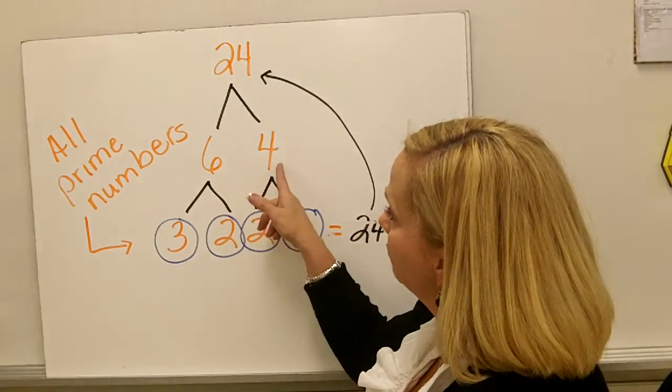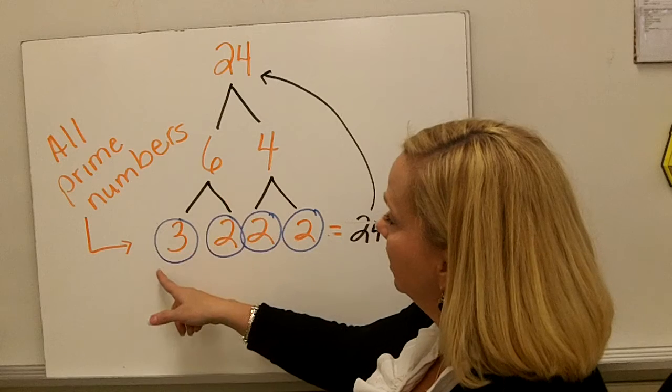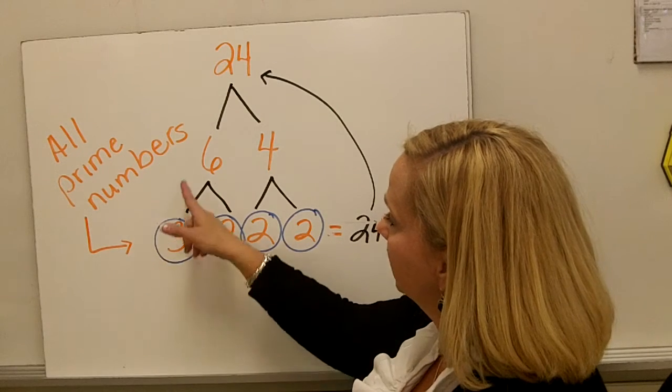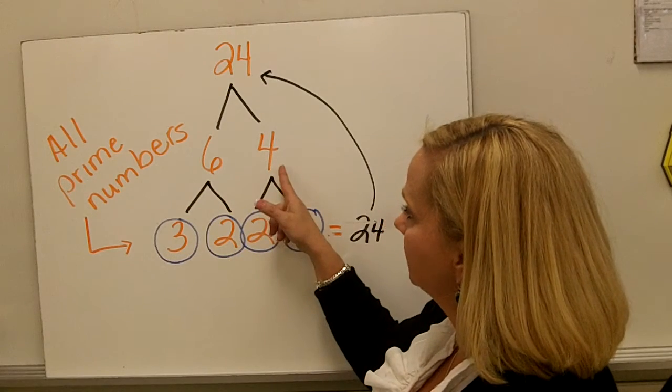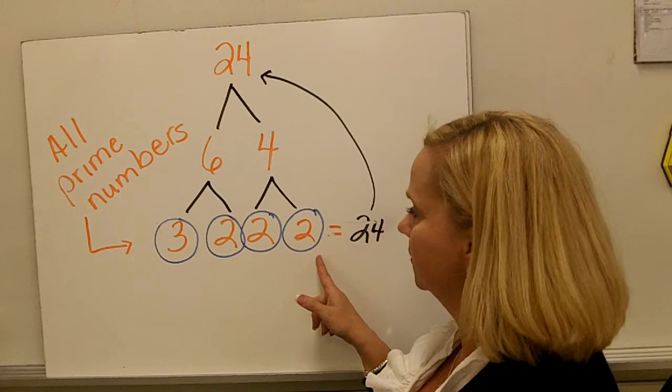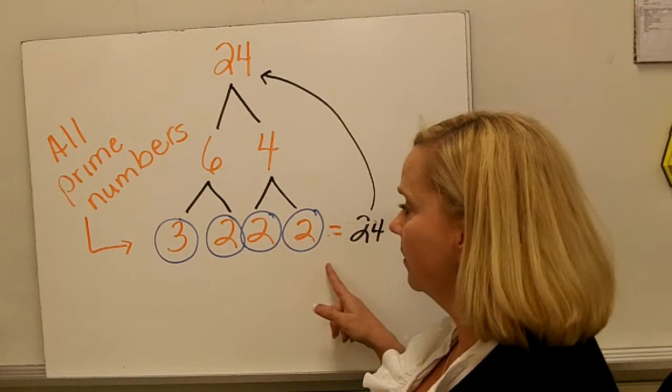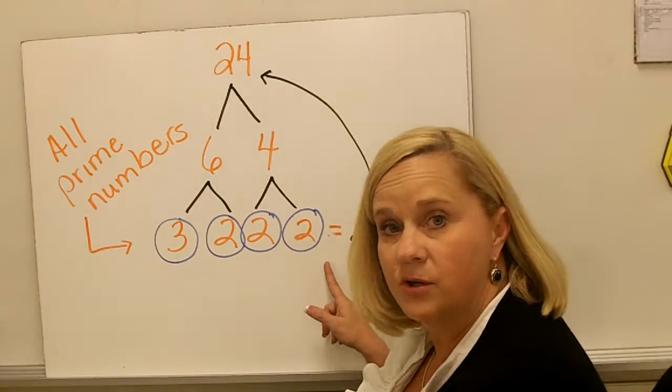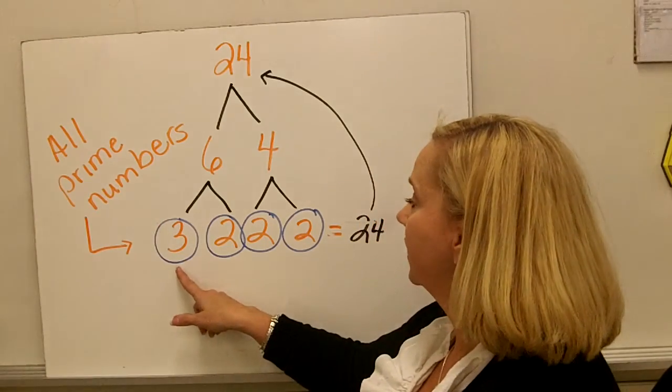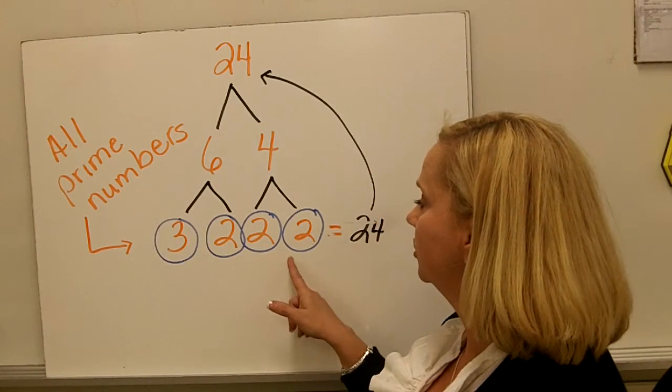Since 6 and 4 are not prime, I have to break each one of those down. And so I break 6 down into 3 times 2, and I break down 4 into 2 times 2. So now I have the bottom level of my factor tree, and all of my numbers are prime. I have 3 times 2 times 2 times 2.